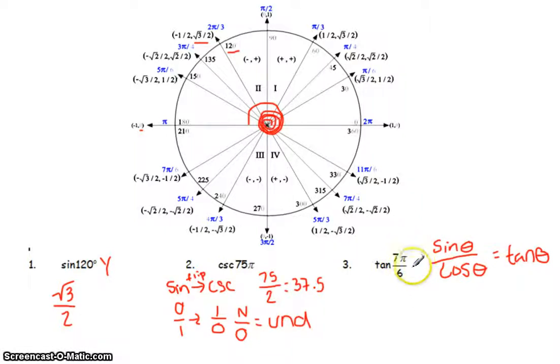So my 7 pi over 6. 7 pi over 6 is located right here, so it is going to use this line right here. My sine is my y value. My cosine is my x value. Remember, C comes before S in the alphabet, just like X comes before Y in the alphabet. C goes first, so C is my first one. So sine, I'm going to have negative 1/2 over negative square root of 3 over 2.